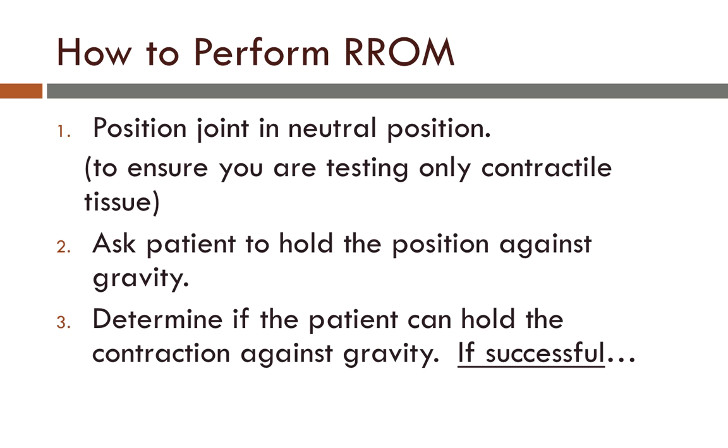How do we perform resisted range of motion? First, position the joint in neutral position. This ensures that you are testing only the contractile tissue. Second, you will ask the patient to hold the position against gravity. Third, you will determine if the patient can hold the contraction against gravity.